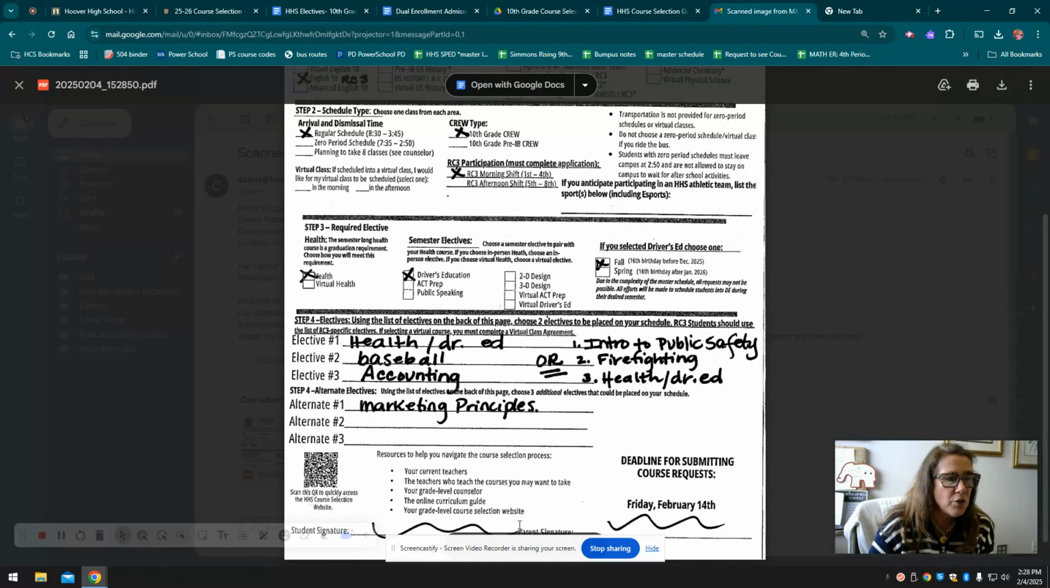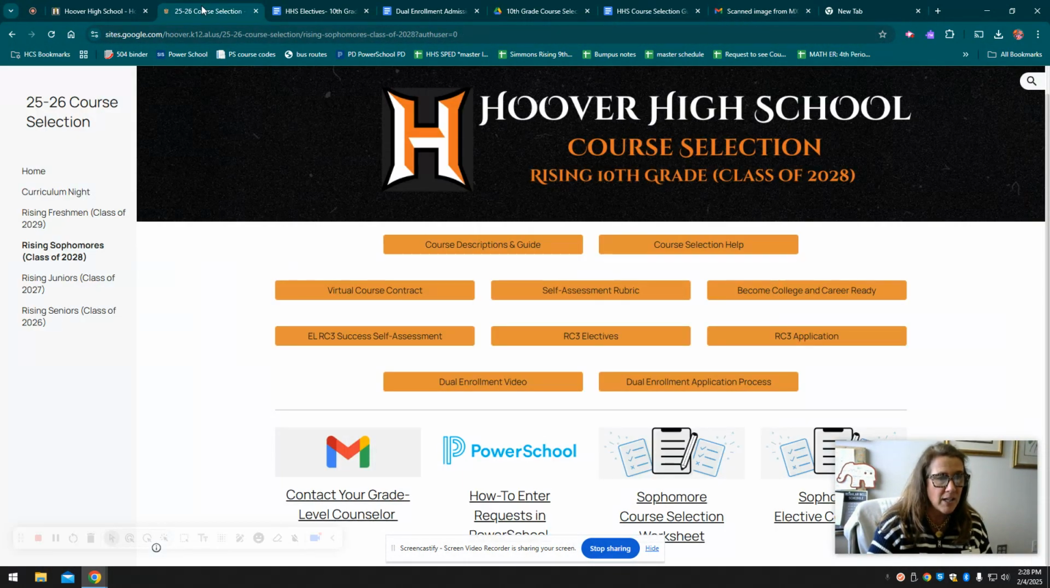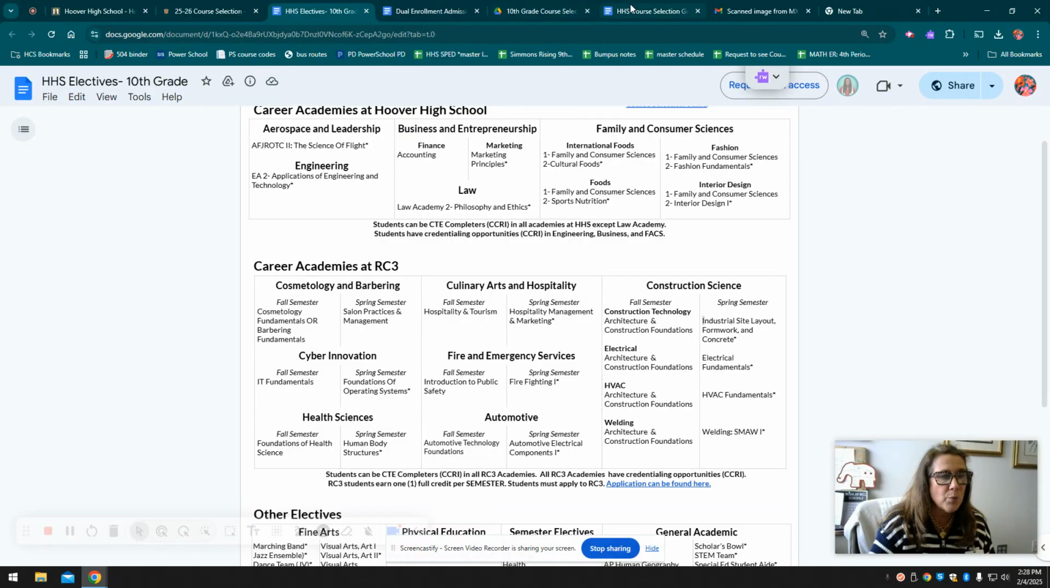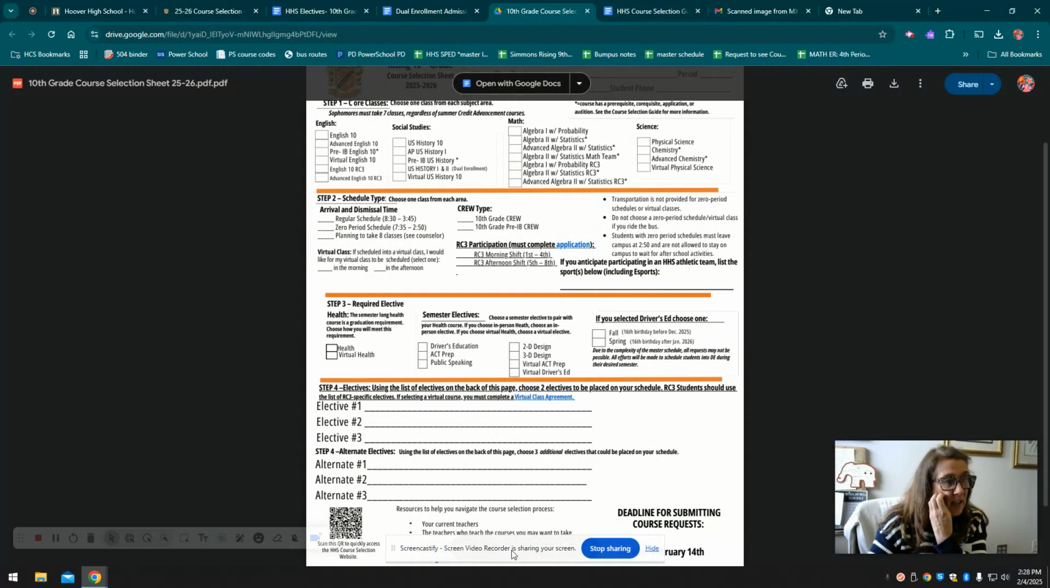I also wanted to encourage you, if you look at the bottom, students can scan this QR code, parents you can, and it'll take you to this site right here that I showed you that has all this information on it. I want to remind you to talk to your current teachers about your classes.